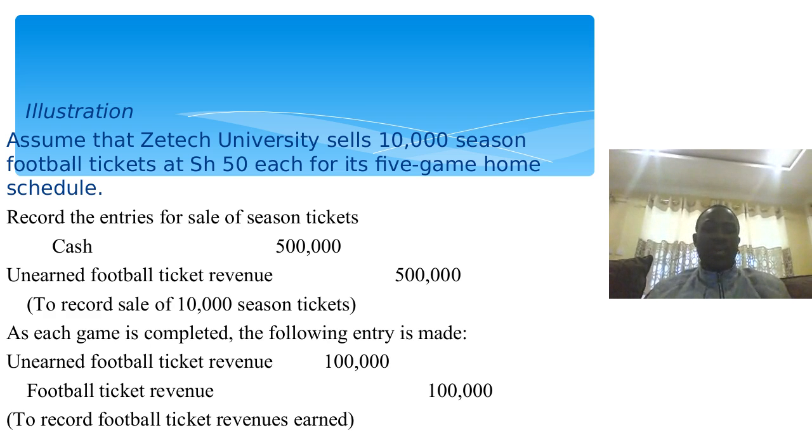So that is how we go about the unearned revenue. First of all, you must record the entries for the sale of the total unearned revenues, and then as you supply the goods to your customers, or as you meet the service of your customers, you'll be recording each completed revenue in each case.